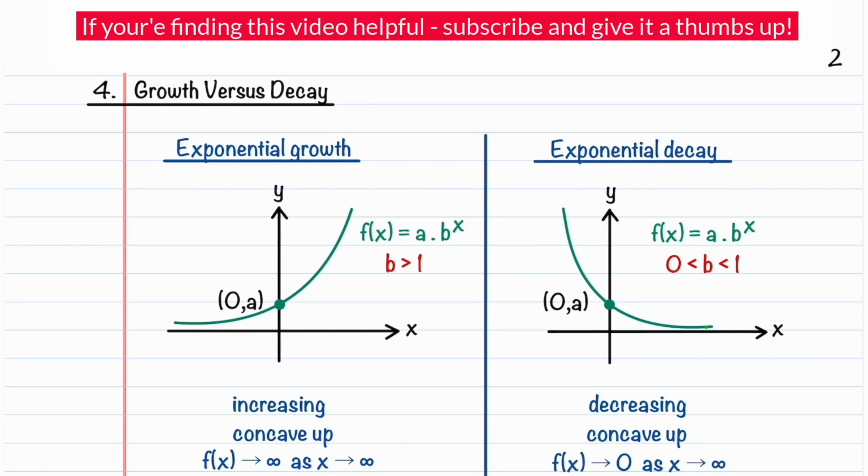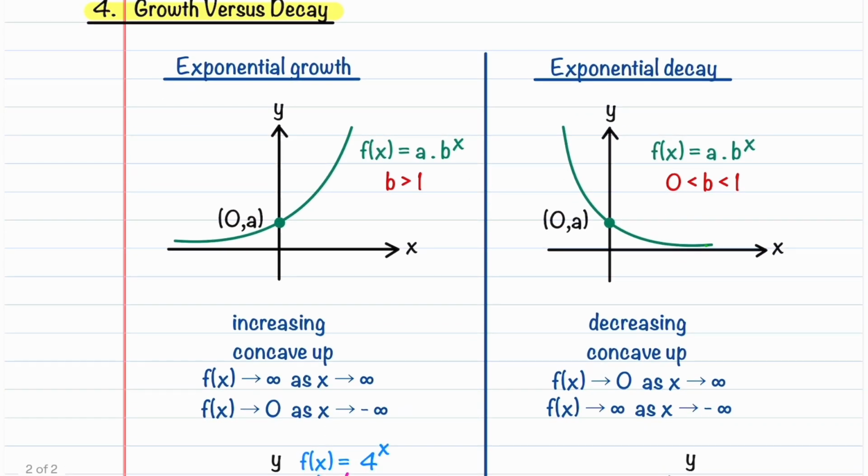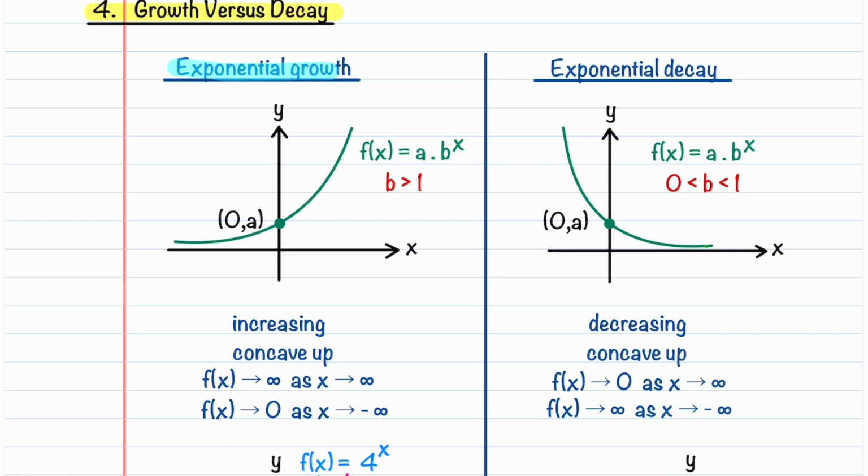Exponential functions can show two main behaviors, growth or decay. Let's first look at exponential growth. A function f of x is equal to a times b to the x grows exponentially when its base is bigger than 1. When the base b is bigger than 1, our function is increasing and it's concave up.